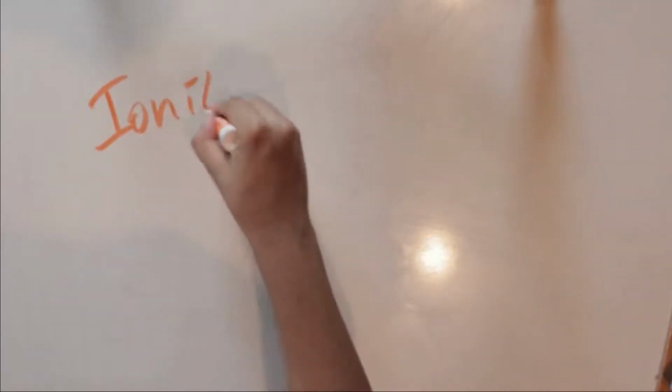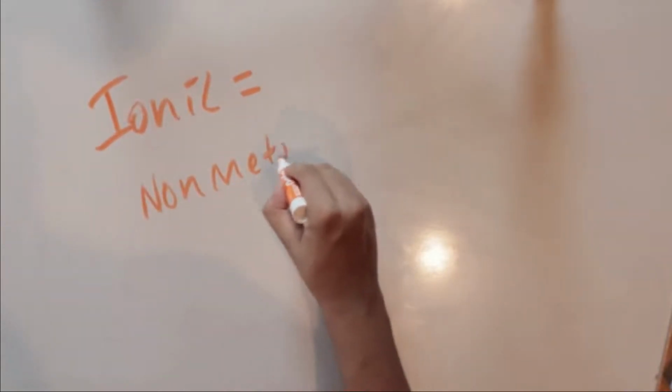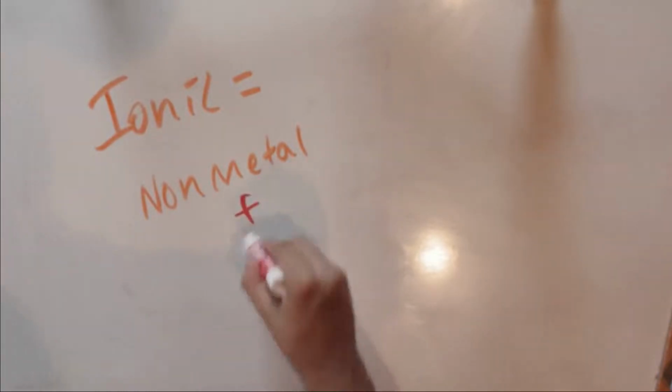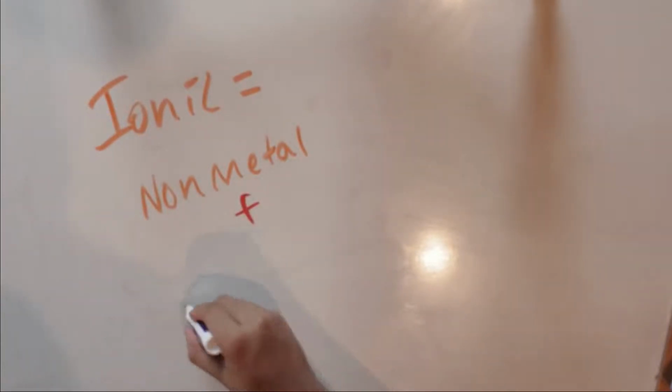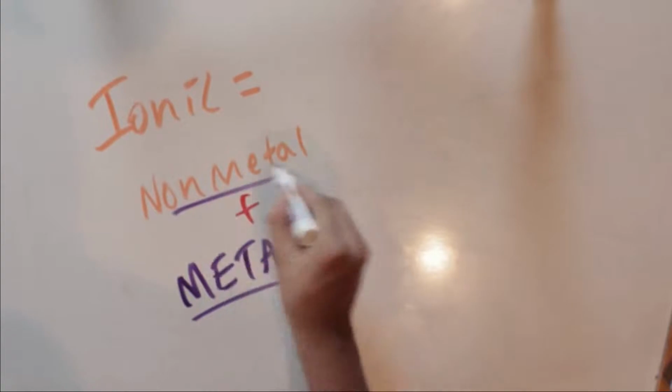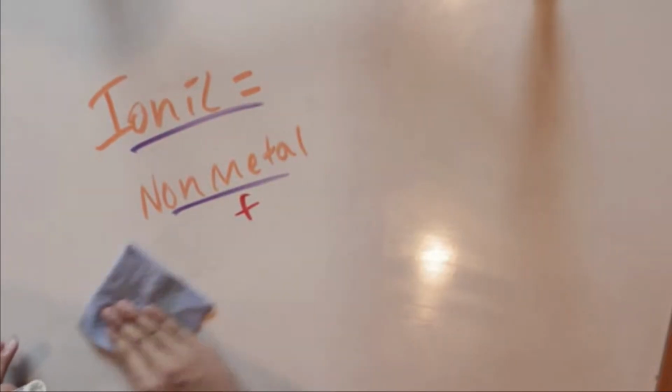Let's start with ionic just because it's easiest in my opinion. So in order to make sure you're naming things correctly, you must be able to distinguish between the two types of inorganic molecules. Here's the rule. Ionic bonds are usually made between metals and nonmetals. We will elaborate on this definition in a future video, but for now that's all you need to know.